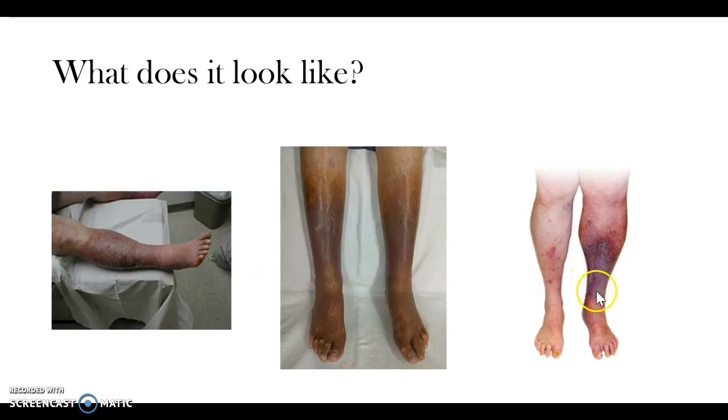You can see this brownish skin here, brownish reddish hemosiderin staining. The calves are a little bit bigger than normal size, so you can see how you would think like, wow, that's hypertrophied, but that's all swelling here.